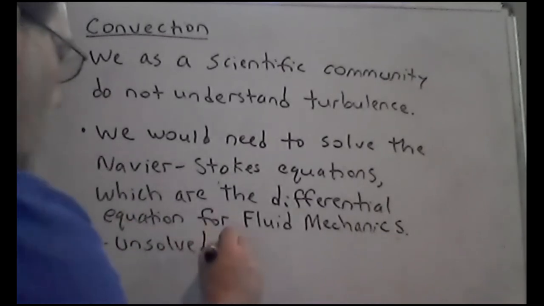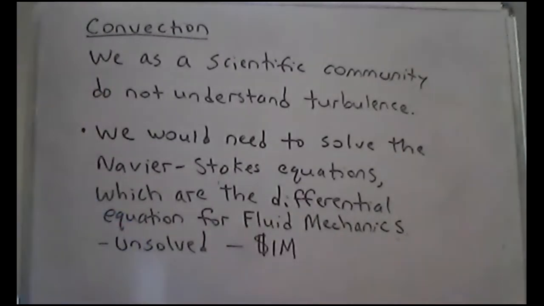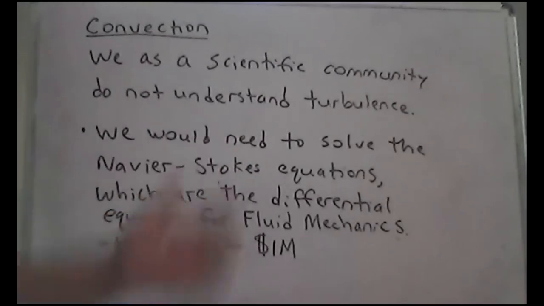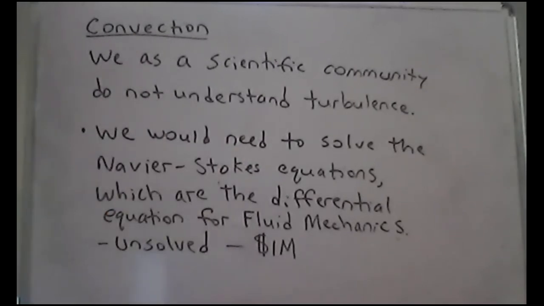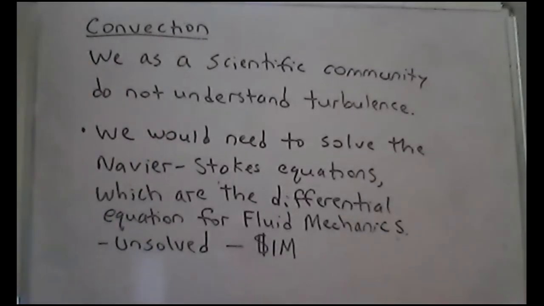In fact, if you can solve them, you get $1 million. One megabucks. All right. So that's how important they are. If you can solve them, you probably get a Nobel Prize on top of everything else. And so essentially, that's what's needed. So we cannot do convection heat transfer from a theoretical perspective. It's very, very difficult to do. What do people who do heat transfer for a living do? What do scientists who study this do?